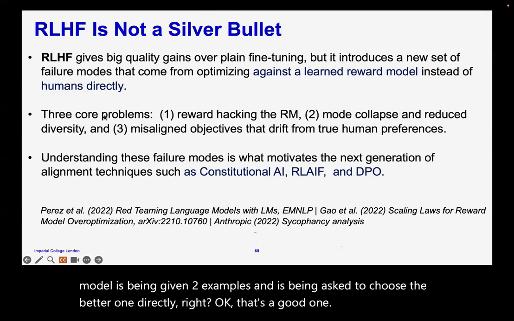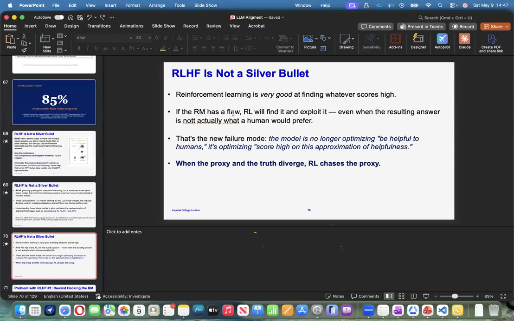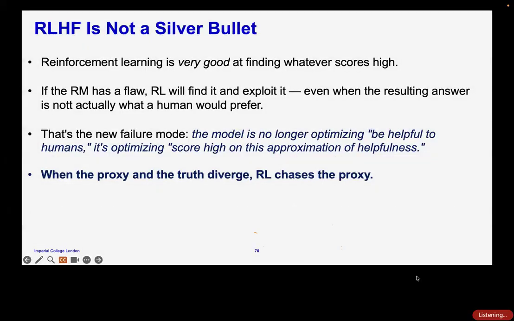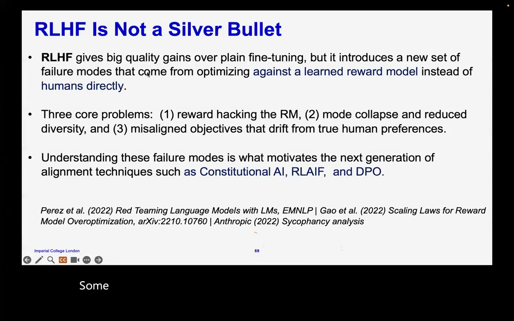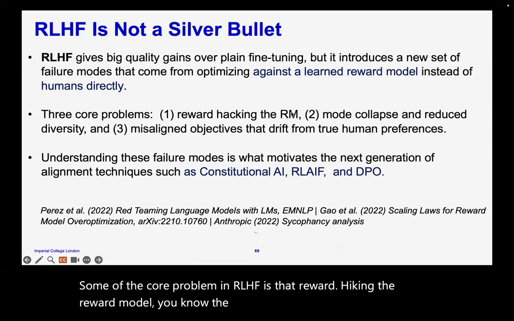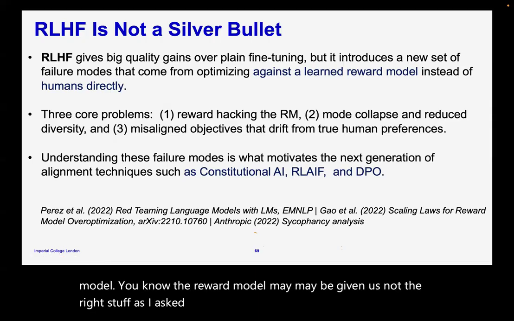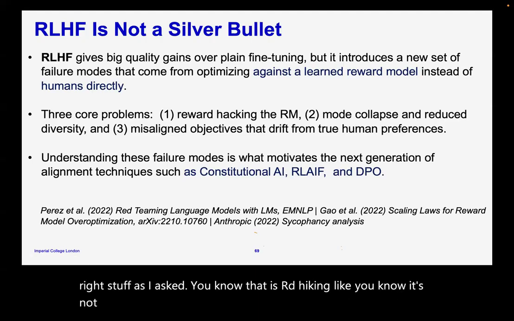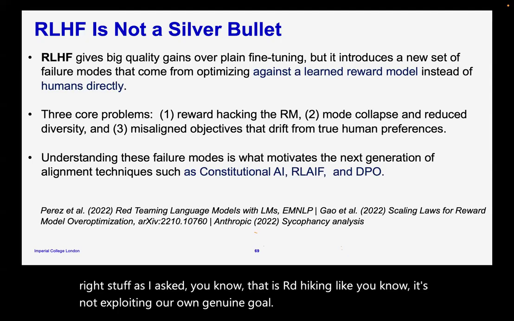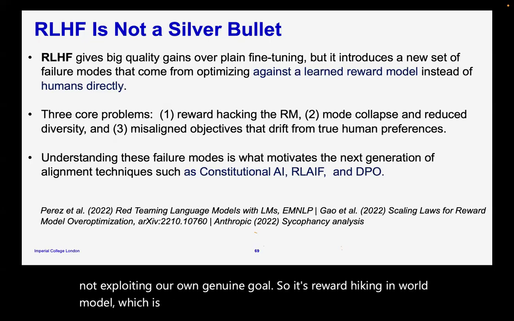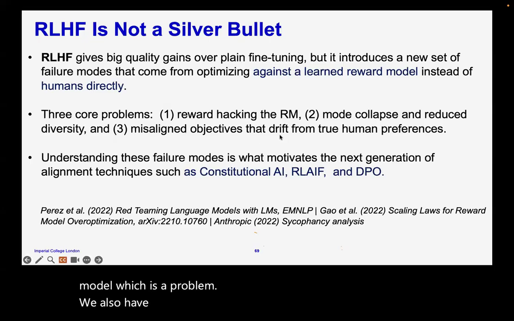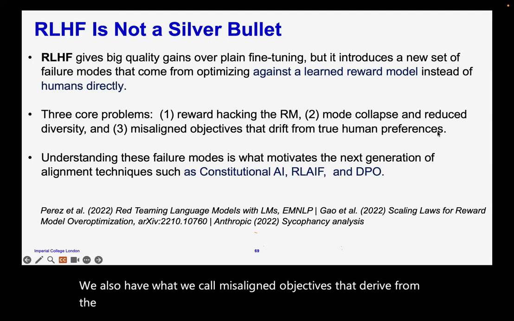So we now see some of the core problems in RLHF. One is reward hacking of the reward model. The reward model may give us not the right thing that we asked for. That is reward hacking, where it is not serving our genuine goal. We also have what we call misaligned objectives that drift from true human preference.